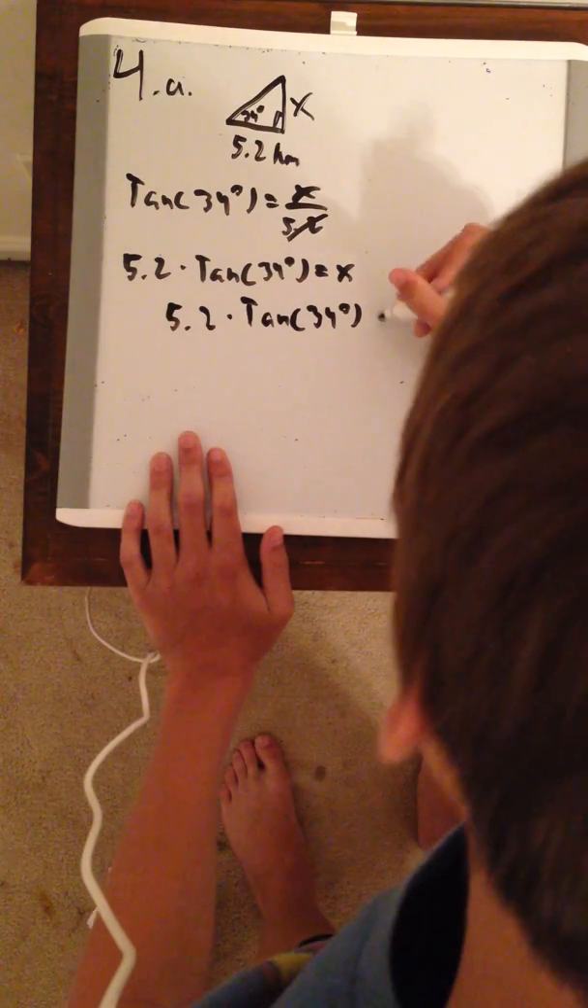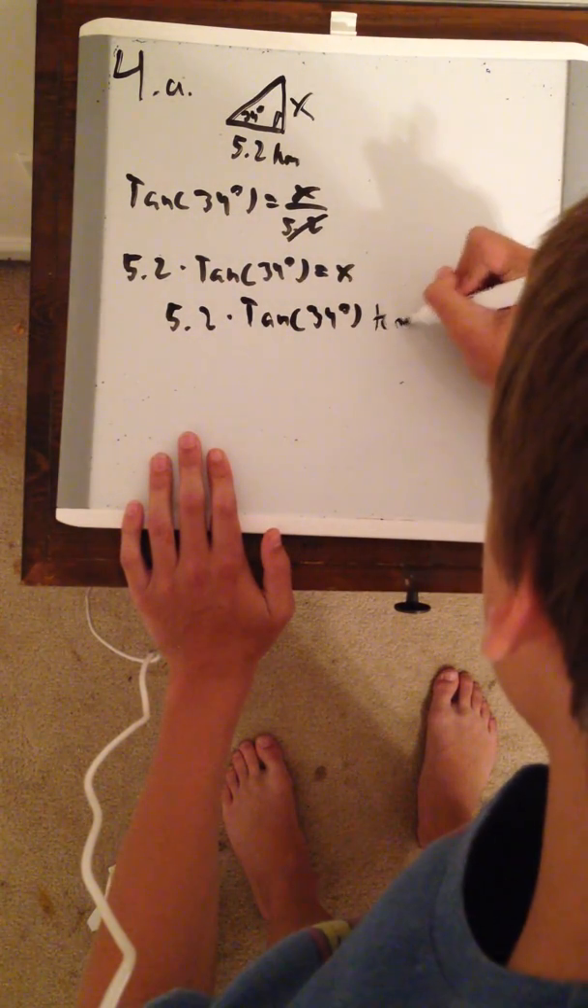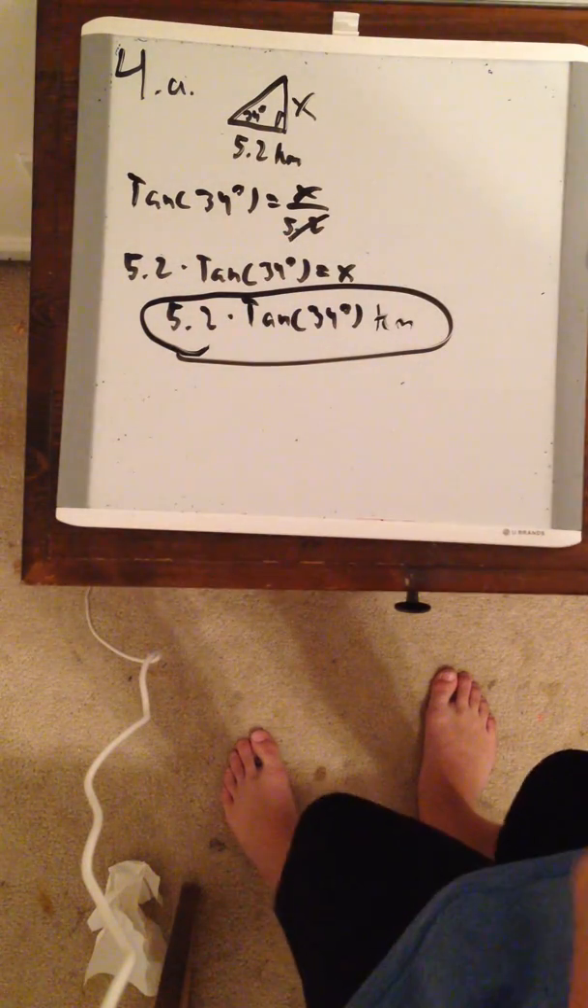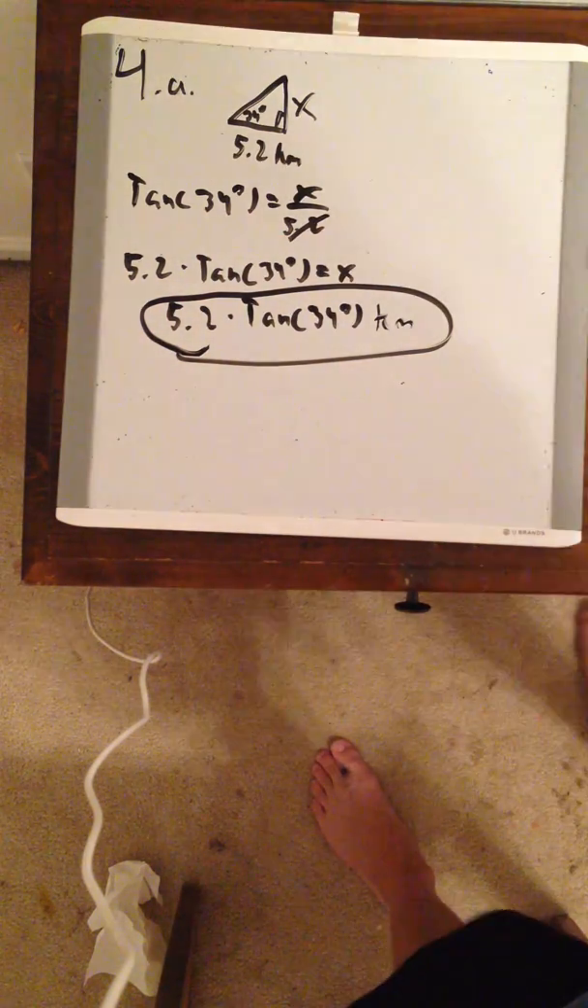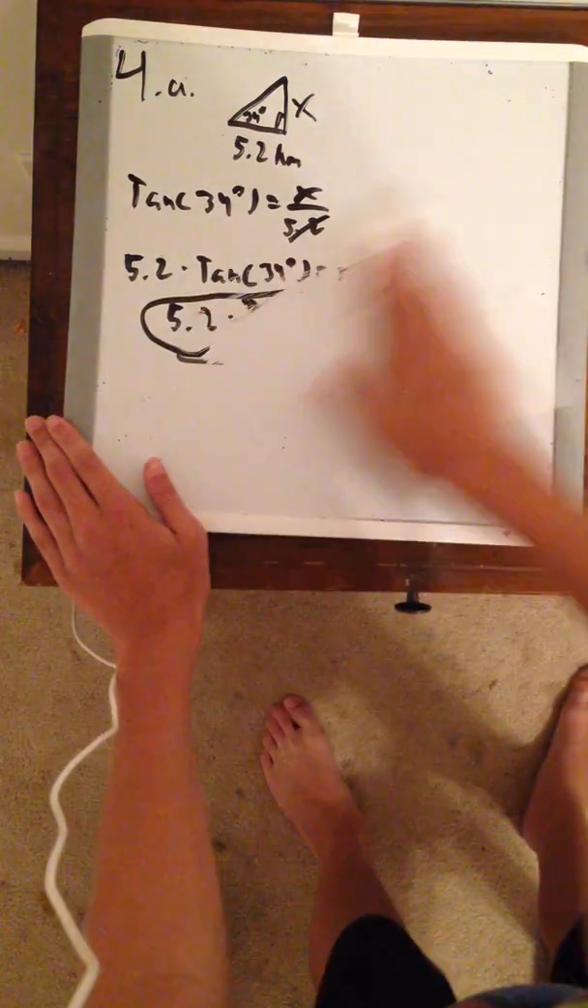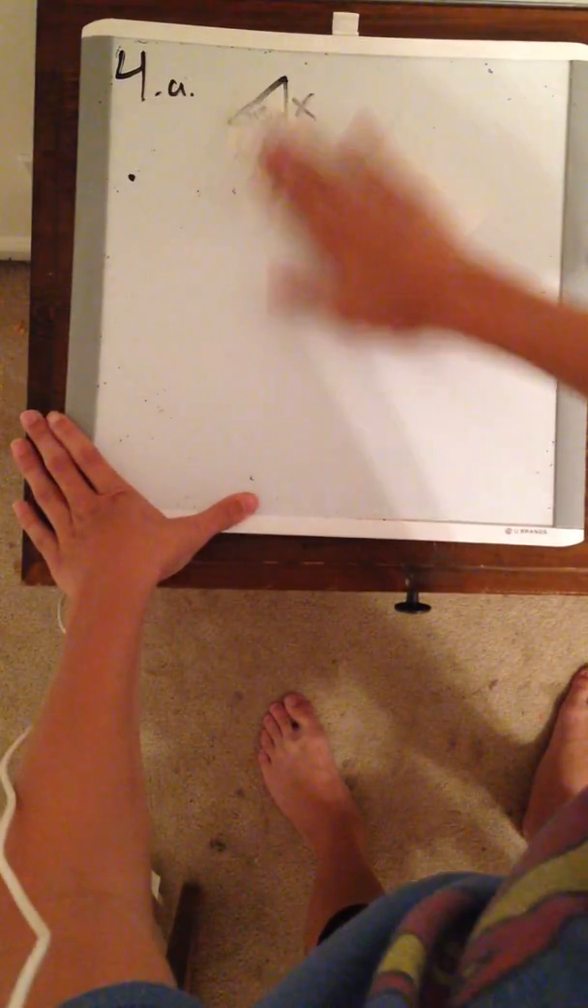34 degrees. That'll be in kilometers. And that'll be right there, the height of the missile: 5.2 times tangent of 34 degrees. That's the height of the missile. Okay, let's do 4b now.